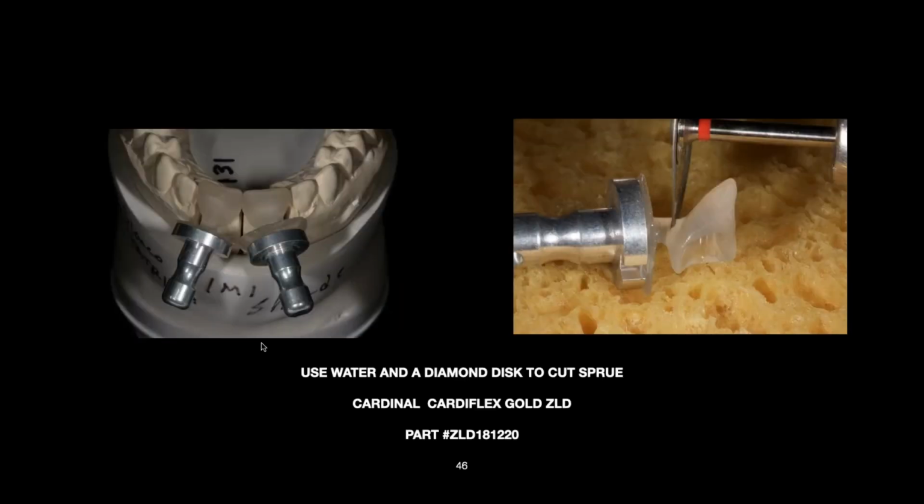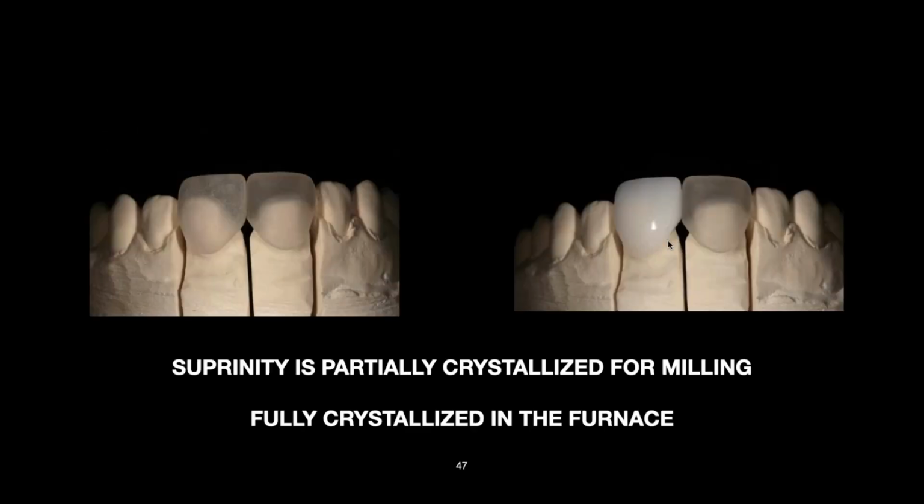Okay. So when I get these out, I use a Cardiflex disc from Cardinal. It's a centered disc. I have a sponge with water and I cut the sprue. And this is what they look like. I can use and polish these like crazy if I want to. And you put the surface texture in it now. This is like an OM1, and here you can see this is after I crystallized one in the furnace.